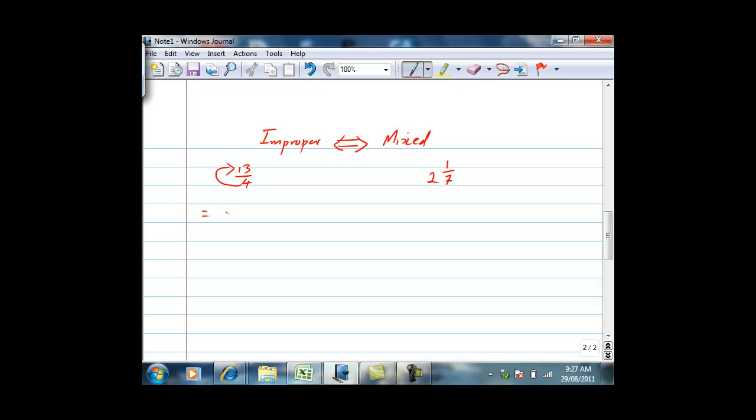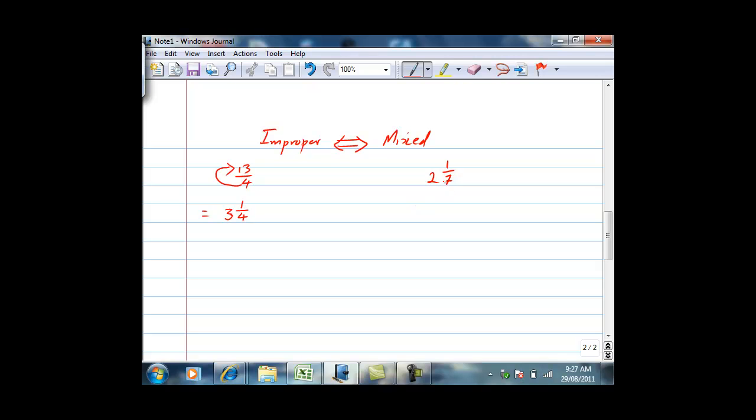The answer is 3 times. 4 times 3 is 12. So 3 becomes the whole number. So 4 goes into 13 3 times, and the remainder is 1. So the remainder comes on top of that fraction. So 13/4 is same as 3 1/4.